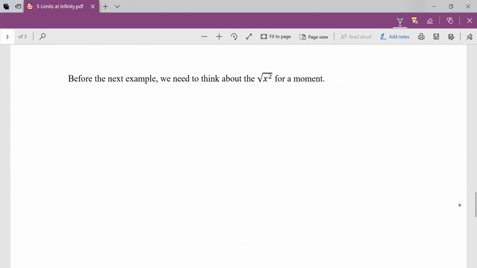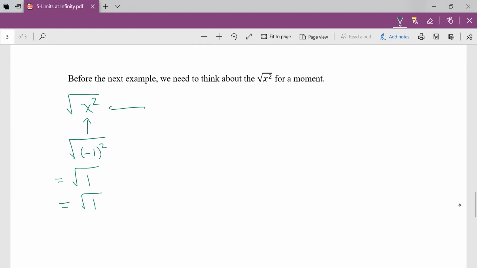Okay, what we want to talk about here before we get to our last example is what about the square root of x squared? It's a bit of a funny thing. Well, what is this thing really equal to? Well, I'm just going to sub in a number for a second. So what if I subbed in, I don't know, -1. Well, -1 squared is 1, right? So now I've got the square root of 1, and we all know the square root of 1 is 1.